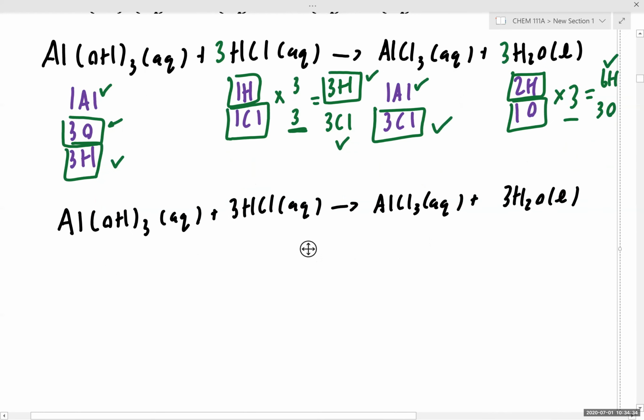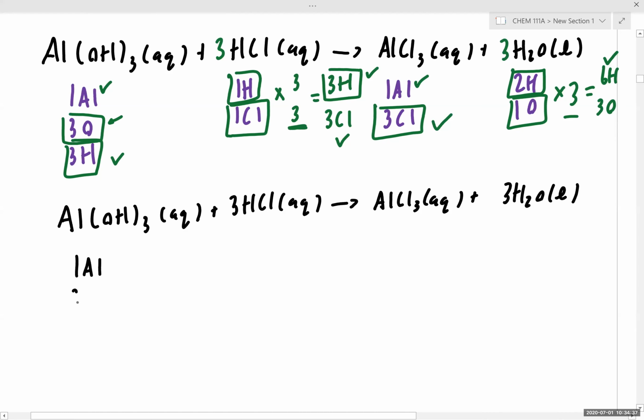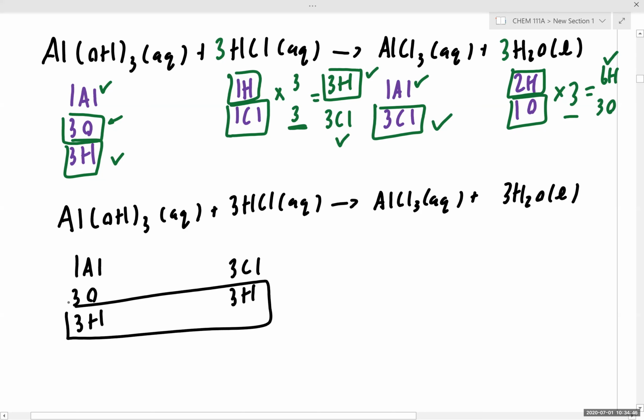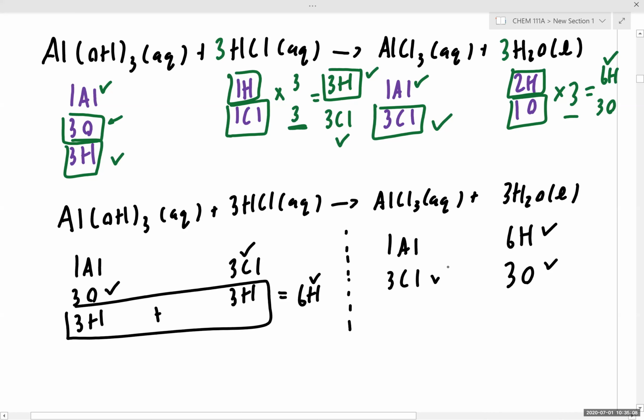So just to check, for our reference, we have 1 aluminum, 3 oxygens, and 3 hydrogens. I have 3 hydrogens and 3 chlorines. So these hydrogens add together to give us 6 hydrogens total. In aluminum chloride, I have 1 aluminum and 3 chlorines. And in water, I have 6 hydrogens and 3 oxygens. So 6 hydrogens, 3 oxygens, 3 chlorines, and 1 aluminum. So everything is balanced. This equation is completely balanced.